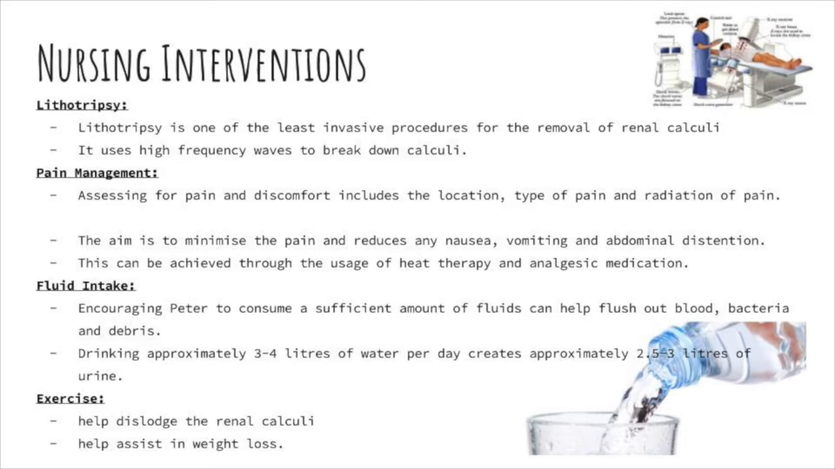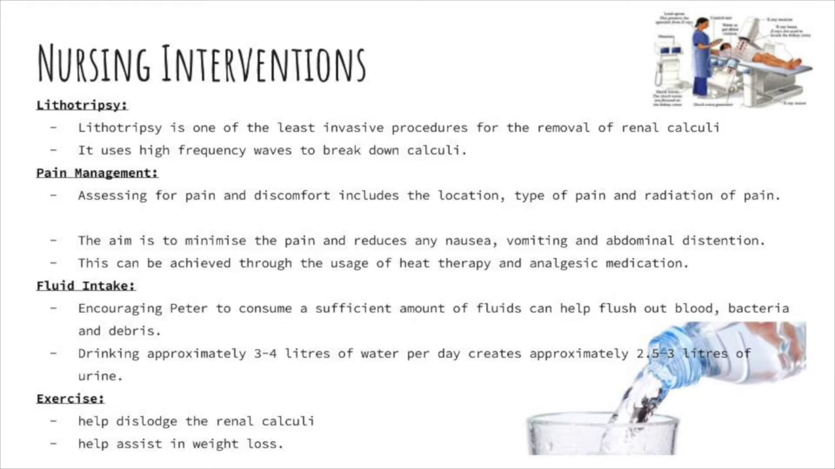Closely monitoring Peter will allow us to determine if the medication is being effective. Using a numerical pain scale using numbers 1 to 10, 1 being the least and 10 being the most, can assess if the pain has improved, is the same, or worse. Encouraging Peter to position himself into a comfortable position can help alleviate the pain.